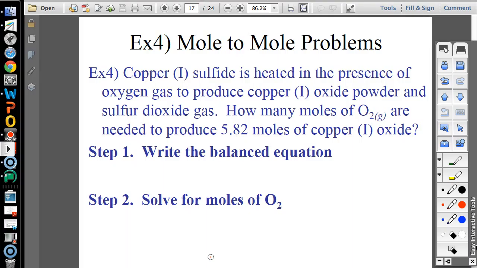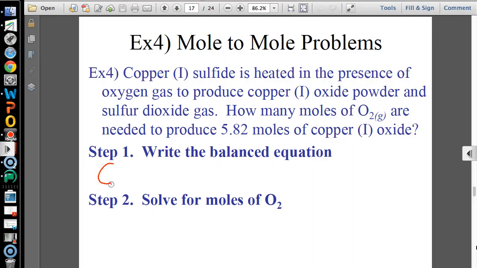Alright, so if you needed some help writing the balanced equation, let's address this, like I said, one chemical or one species at a time. Copper 1 sulfide: copper is 1 plus, sulfur, or sulfide, is 2 minus. So I would need 2 coppers and 1 sulfur. And it says it reacts with oxygen gas, and oxygen is diatomic. If you just write an O, then that's not going to work out for you.